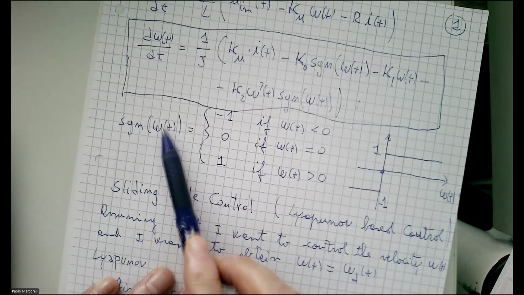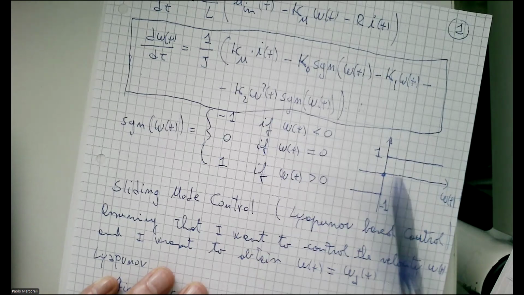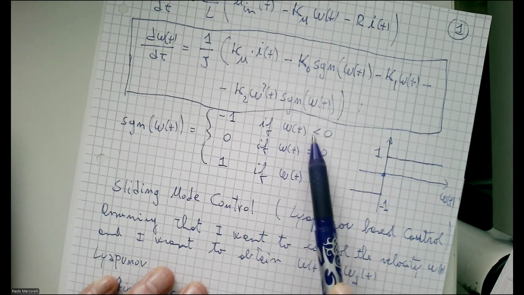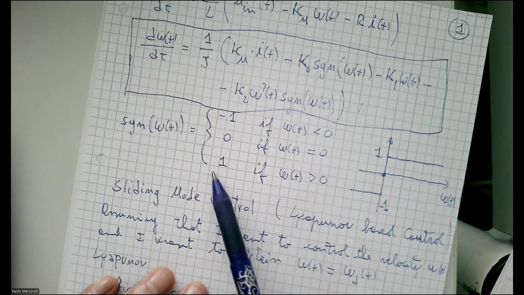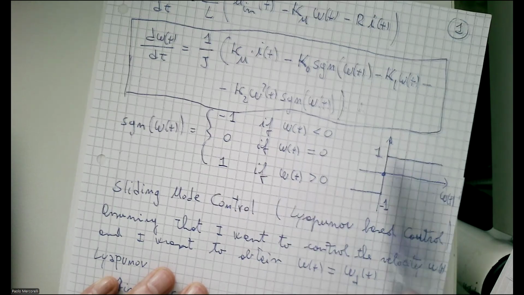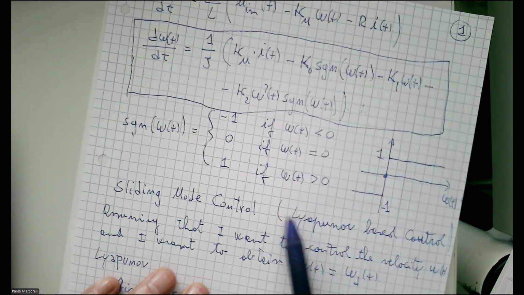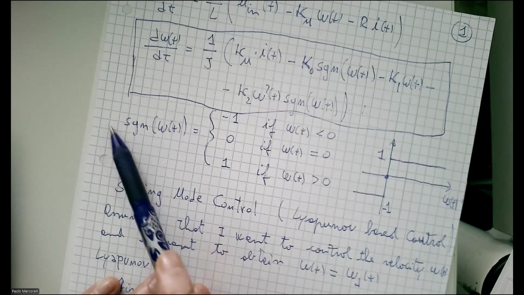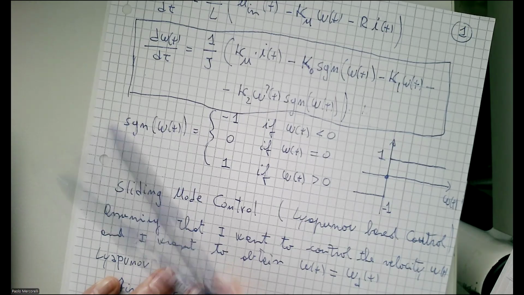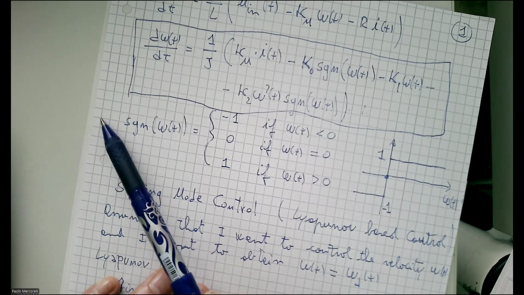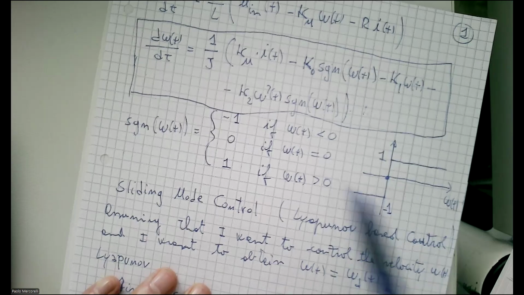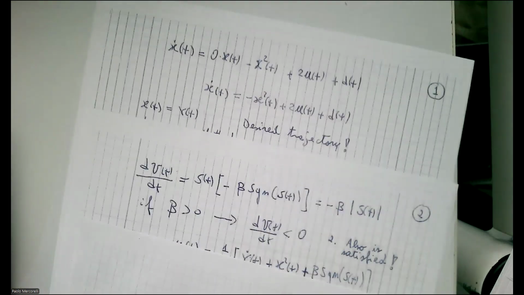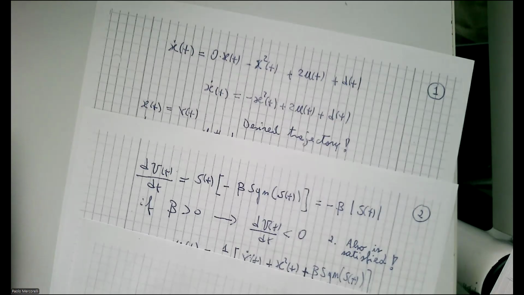Sign of omega t: the sign function S of t is minus one if the argument is negative, zero if the argument is zero, plus one if the argument is positive. But if I multiply this function by omega t, we get the absolute value of omega t. It doesn't matter which kind of argument I have: multiplying sgn of the argument by the argument gives the absolute value of the argument. Probably you know this from math.